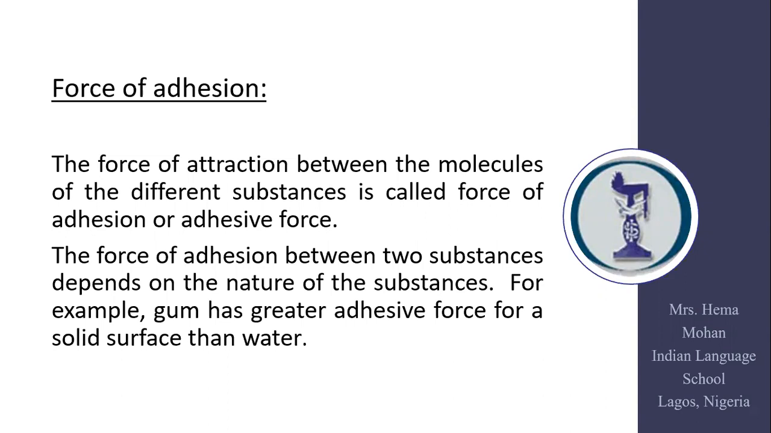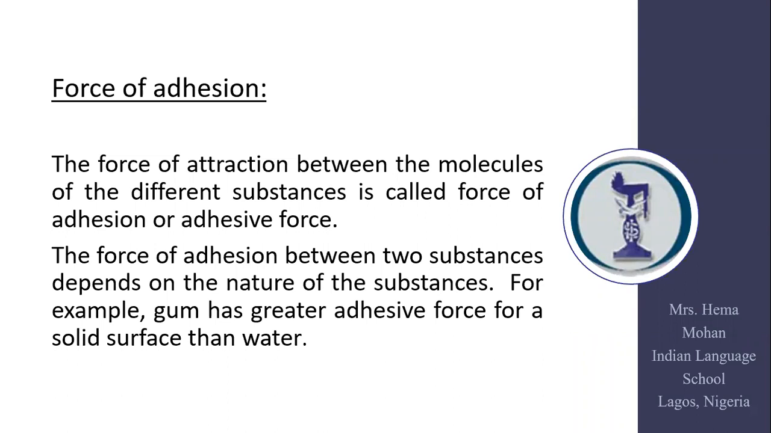For example, as I have stated on my slide, gum has greater adhesive force for a solid surface in comparison to a water surface. Similarly, water wets glass. That means it has more adhesion towards glass, whereas water does not adhere to a lotus leaf. That means the cohesion between the water molecules is greater than the adhesion between the water molecules and the lotus leaf. Similarly, take the example of mercury: as much as water wets glass, mercury doesn't.